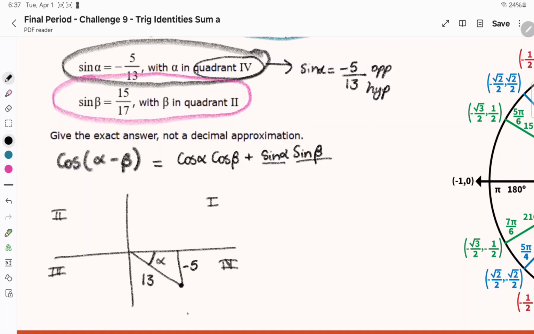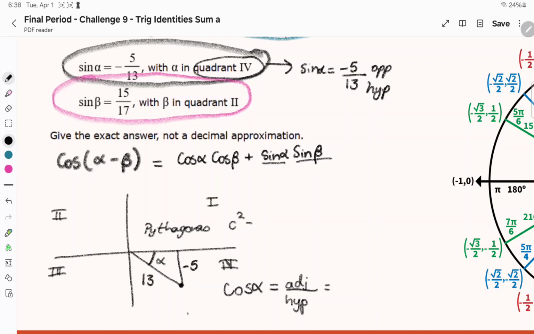And in order to find the cosine of alpha, I'm going to need the adjacent over the hypotenuse. But guess what? I don't have the adjacent, but I'm going to be able to get it. How? Using Pythagoras. And I'm not even going to tell you how to use it because you already know.